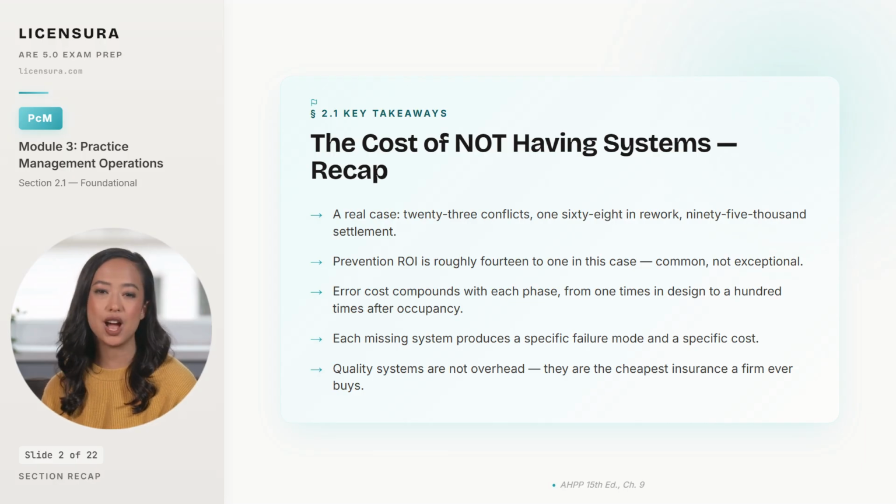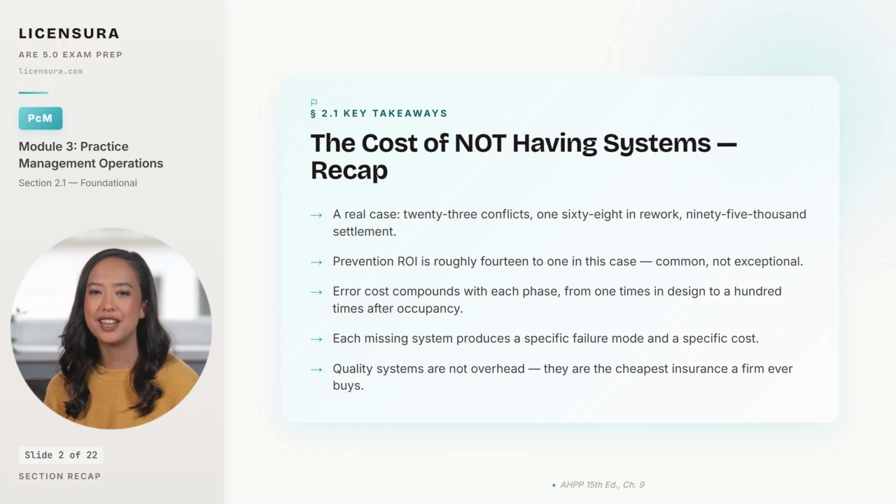Five takeaways from the cost of operating without systems. First, the real case anchor. A 45-person firm, 23 coordination conflicts, $168,000 in direct rework, and a $95,000 settlement, all of it preventable for $12,000. Second, the prevention return on investment in that case was roughly 14 to 1, which is closer to the typical outcome than to an outlier.